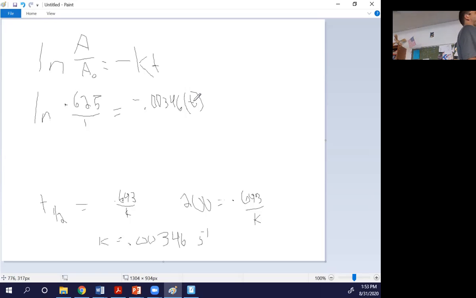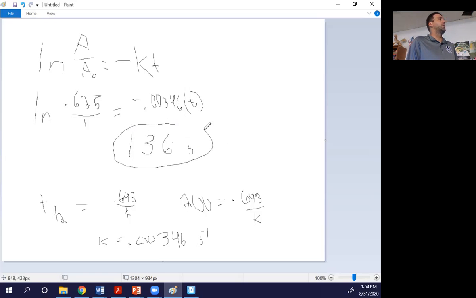135... give me significant figures. 136. And that's what unit? What was my unit of half-life? Seconds. So your answer will be in seconds. You have to pay attention and make sure they're not giving your half-life, your time, or your k in different units. Sometimes they'll give some things in minutes and one thing in hours, so then you would have to convert it. Does that make sense? So 136 seconds.